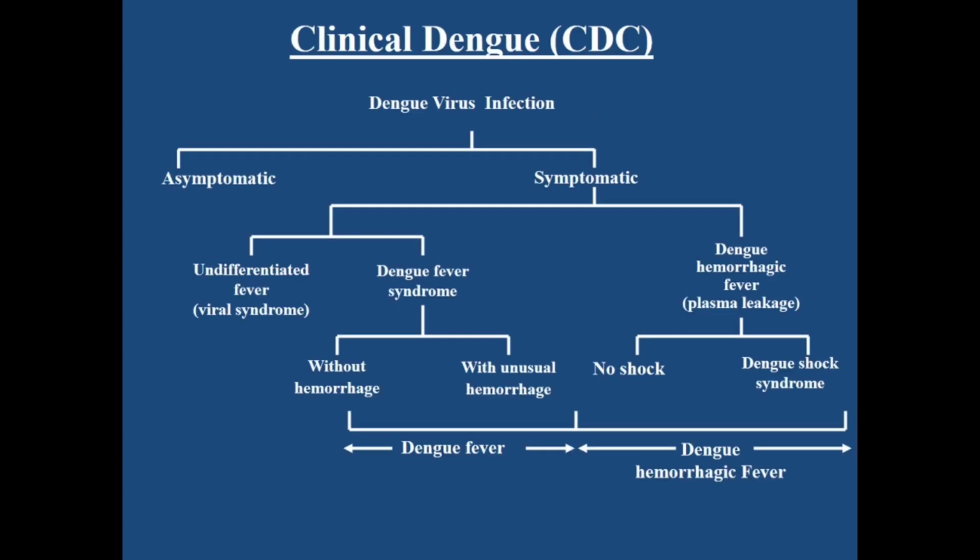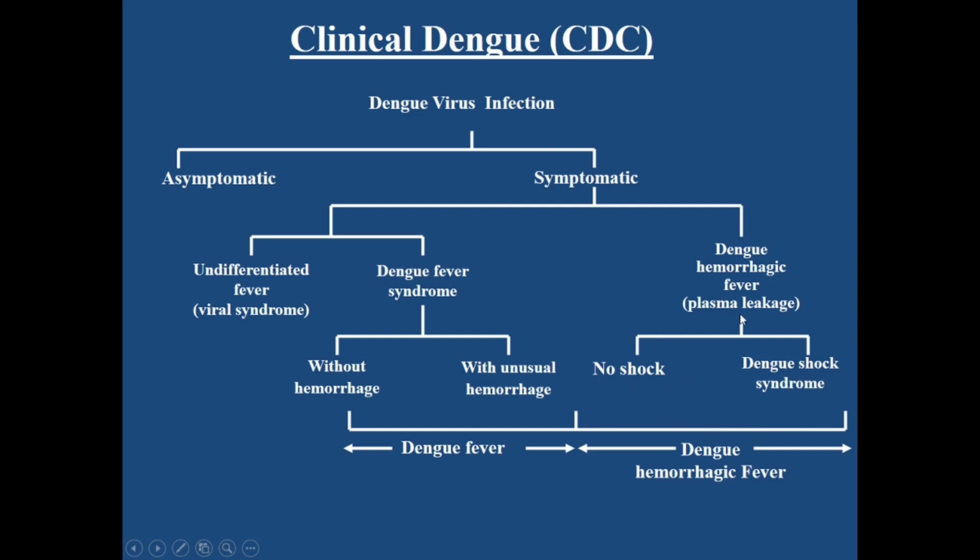Clinical dengue, as per the CDC, the Centers for Disease Control in Atlanta, can be divided into asymptomatic and symptomatic. In the symptomatic group, it can be an undifferentiated fever, a dengue fever syndrome, or a dengue hemorrhagic fever. And dengue hemorrhagic fever, when it involves shock, is called dengue shock syndrome.